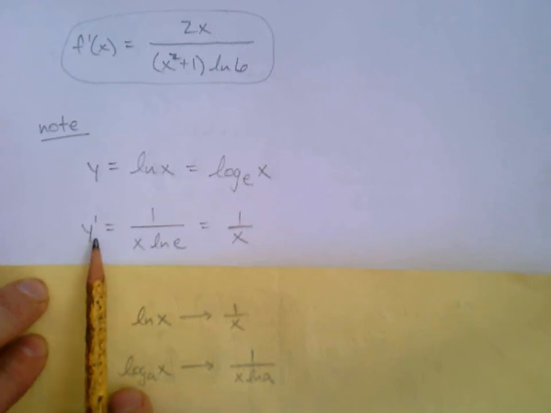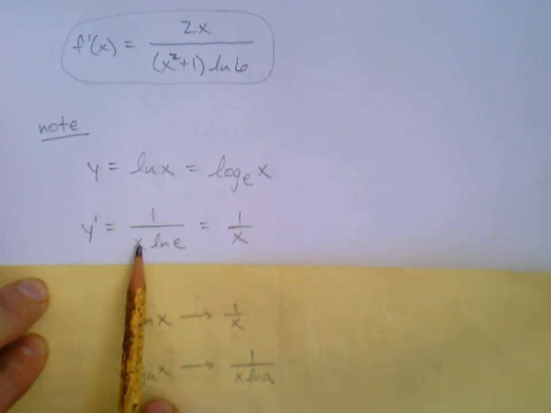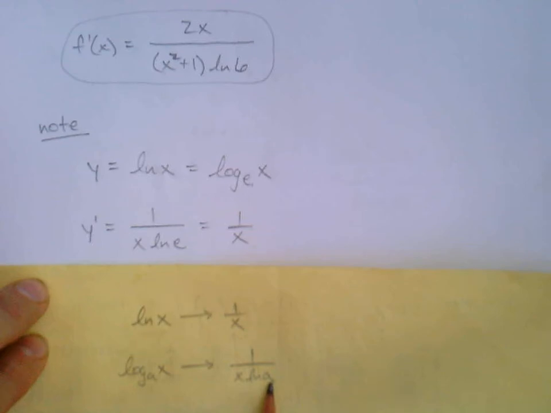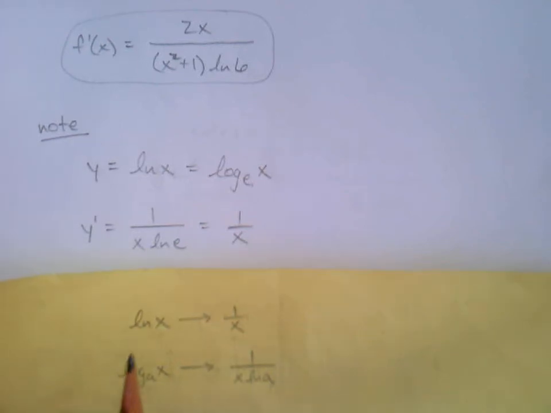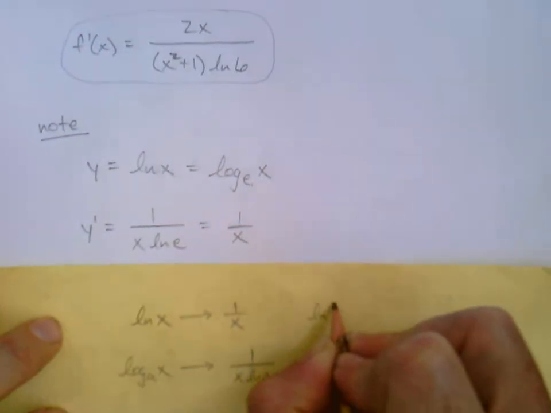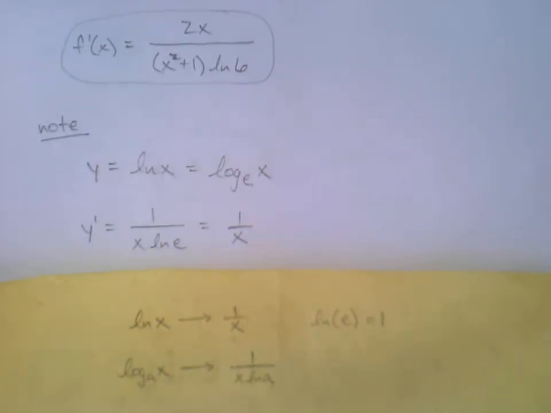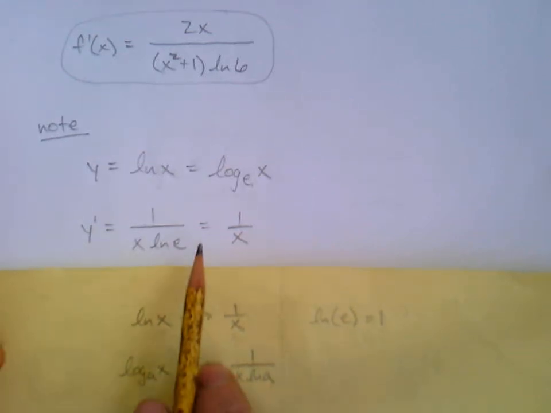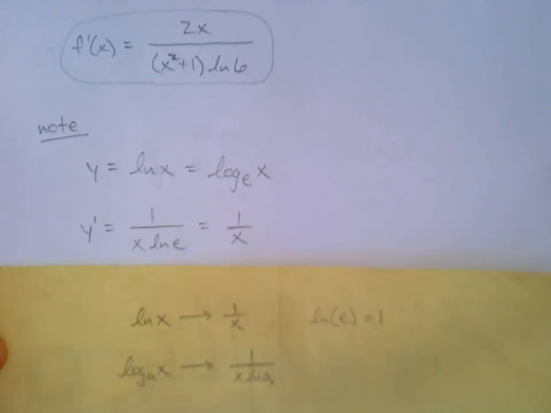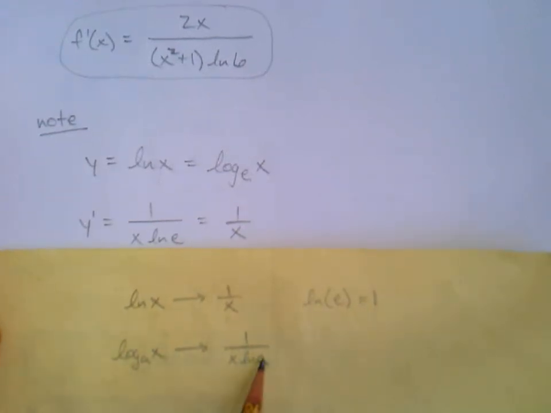Check it out. y prime would be 1 over x times the natural log of e, following that pattern. But what's the natural log of e? Grab a calculator if you're having trouble. The natural log of e equals 1. So it is just 1 over x, even if we follow that other rule. You could really say that natural log is a special case of the more general rule, where that just happens to be 1.